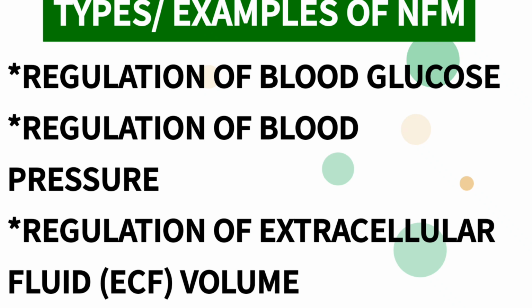When the ECF volume falls, aldosterone is secreted, which causes sodium ion reabsorption and water retention, and the ECF volume returns back to normal. Also, when the ECF volume increases, aldosterone is not secreted, which causes excess sodium and water to be lost in urine so as to return the ECF volume back to normal. So this works in a negative feedback mechanism. I hope you understand this. The three points: regulation of blood glucose, regulation of blood pressure, and regulation of ECF, all work in a negative feedback mechanism.